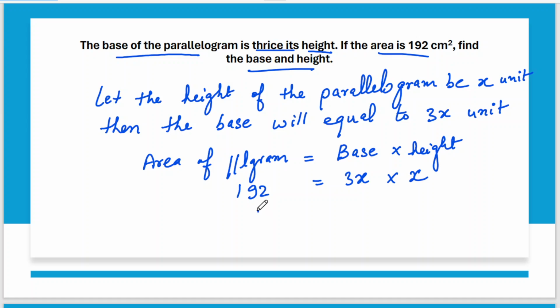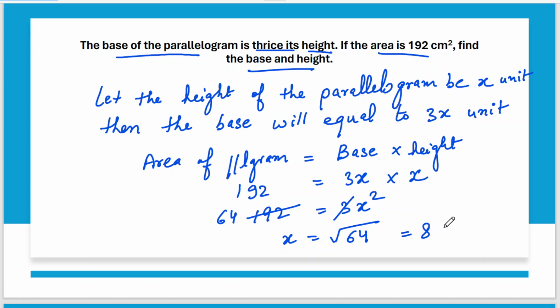So this is 192 equal to 3x square. You can cancel out here, you will get 64. So x square equal to 64. So we can find x equal to under root 64. You will get 8. Okay. So now x is equal to 8.